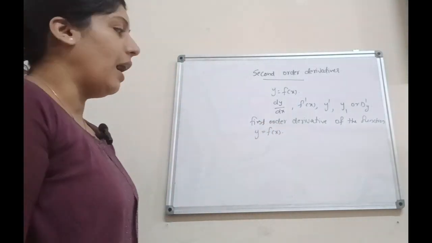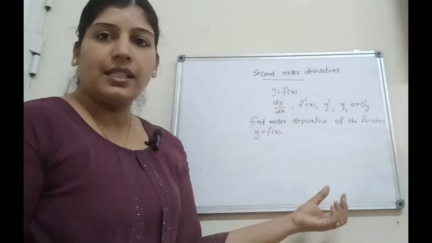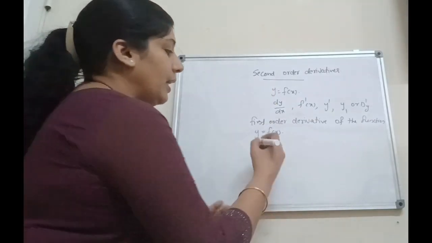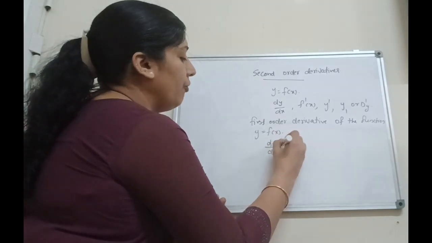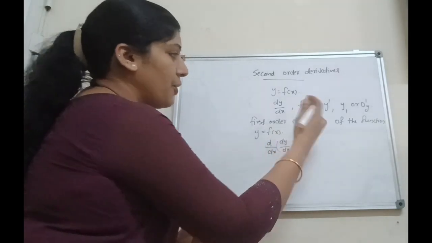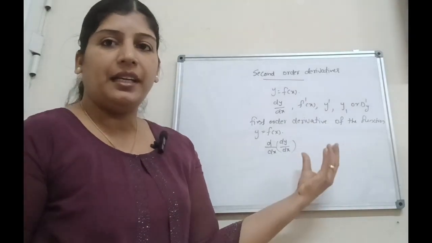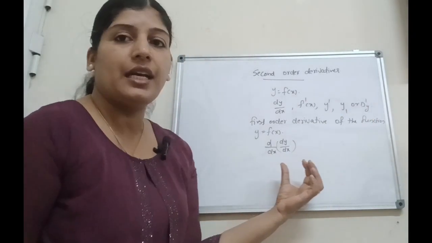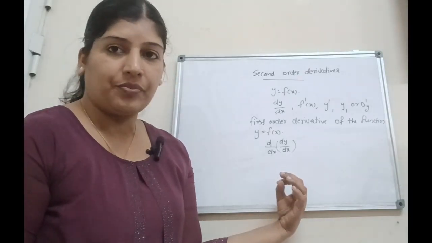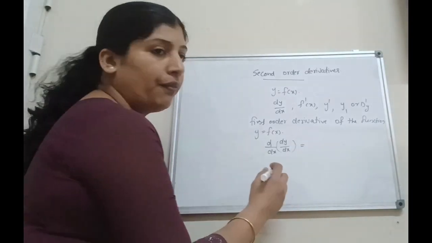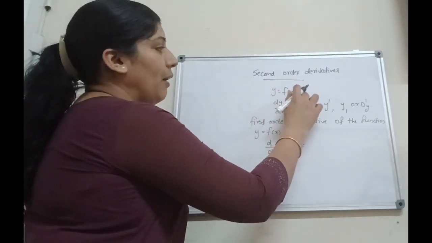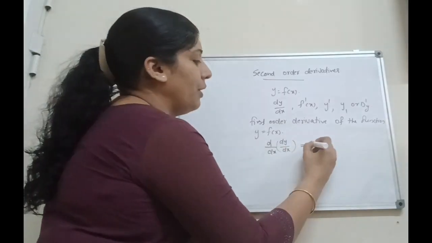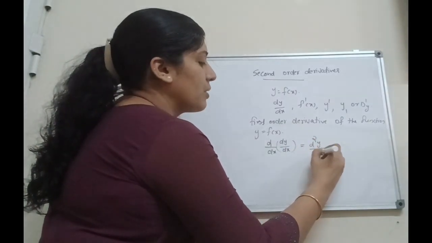Then next we have to differentiate dy by dx with respect to x. That is, again we have to differentiate dy by dx with respect to x. That is d by dx of dy by dx, or d by dx of f dash of x, or d by dx of y dash, or d by dx of y1, or d by dx of D y. That means we find the derivative of the function y equal to f of x a second time.